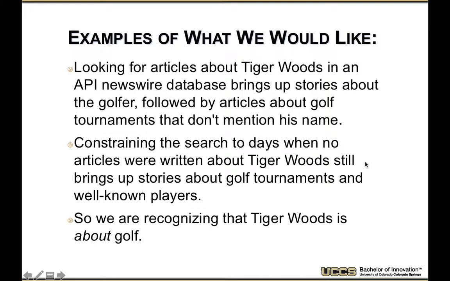So constraining your search to days when no articles were about Tiger Woods, you'll still bring up stories about golf tournaments and well-known players. Nothing about Tiger Woods, or they don't necessarily talk about Tiger Woods. In a sense, we as people understand that if I ask about Tiger Woods, I might be interested in general golf. And golf might be there even though his name, Tiger Woods, didn't show up. Maybe they just refer to him as Tiger, or as TW, or there's a photo of him and you can't tell who he is, but you know who he is because you know about golf. There are lots of reasons why you would like things that use semantics.